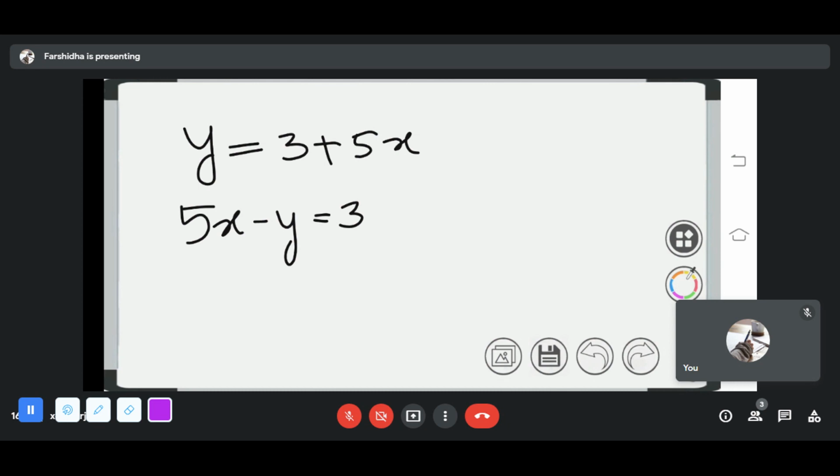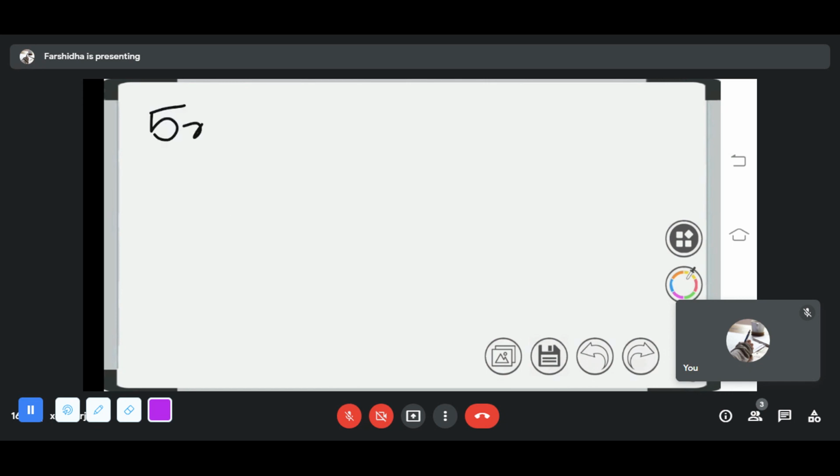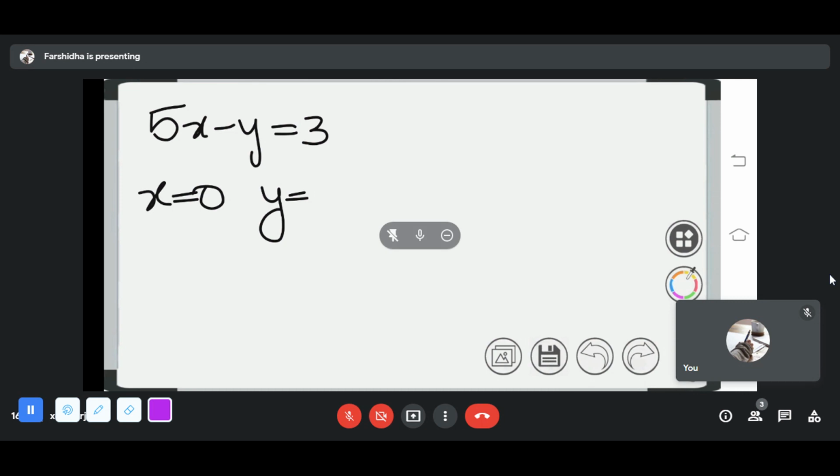Now you can plot it in the graph the same way. You can take some values for x. 5x minus y is equal to 3. Now take x is equal to 0 and see what is the value of y. Is it minus 3 or 3? It's 3.